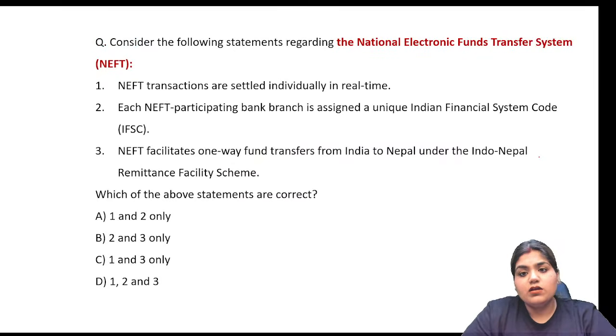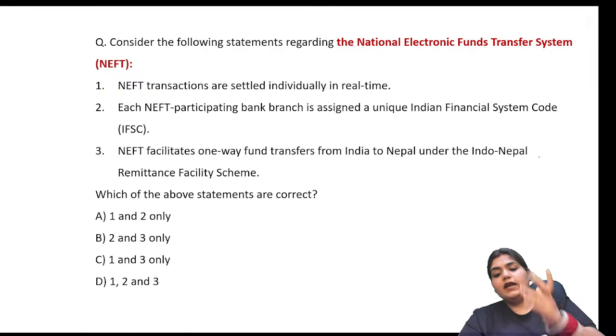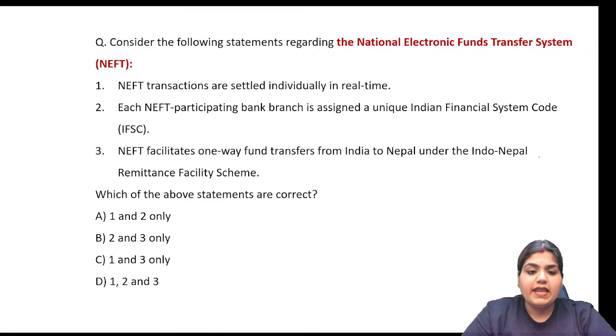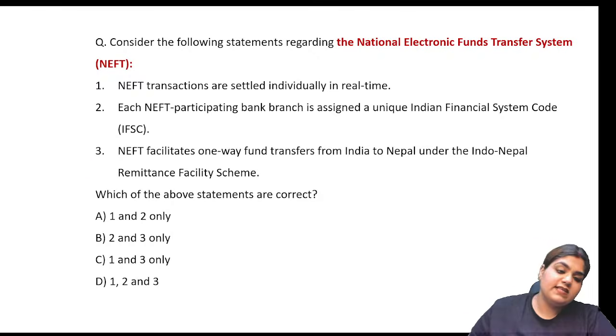Next question. NEFT. Is NEFT done in real time? No. NEFT is done on half-hourly batches. It is a deferred net settlement system, not a real-time system. Statement number 1 is incorrect. Others are correct. That will give us B as the correct answer.